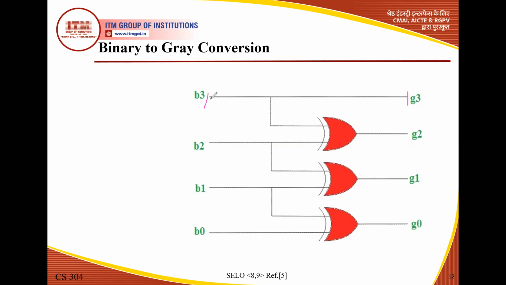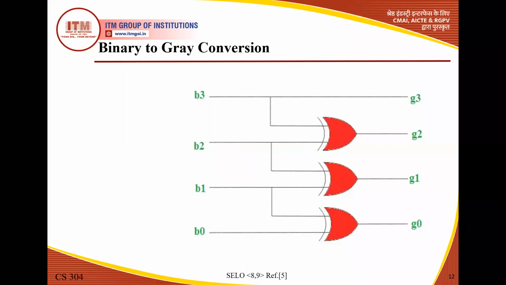So overall, the MSB bit is replaced as it is. Then we have XOR between B3 and B2, B2 and B1, and B1 and B0. We get G2, G1 and G0. This is the overall structure. How this structure comes about, we will discuss in the upcoming video lecture with the help of K-map. Then we find the expressions and design the circuit.